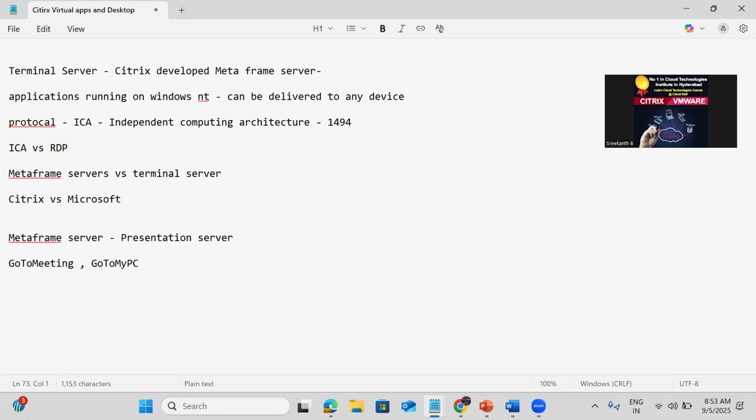Then GoToMeeting, GoToPC, even provisioning services they got from one company. These were not all developed by Citrix; they developed some of them. Some of the products they acquired from other companies. That means they will buy companies also. So that's one of the strategies of product-based companies. Citrix also has acquired some good companies.